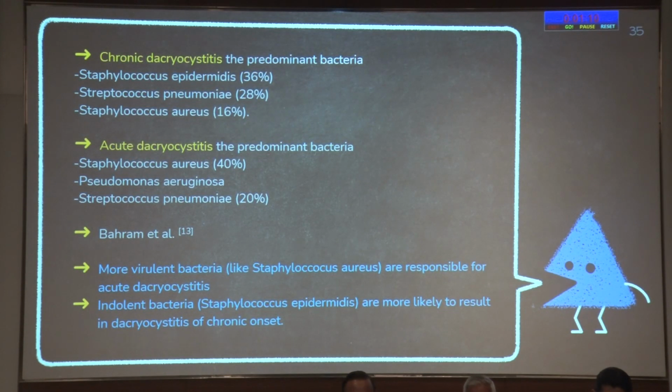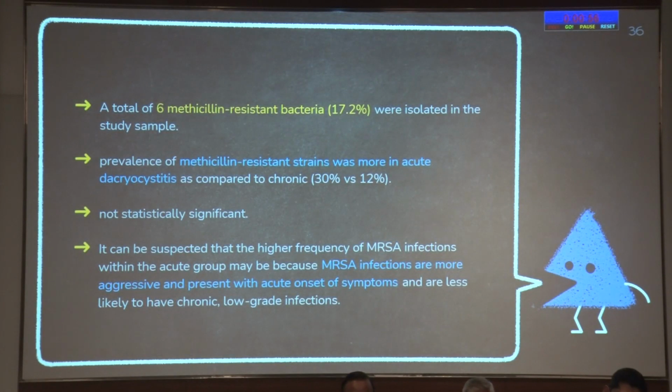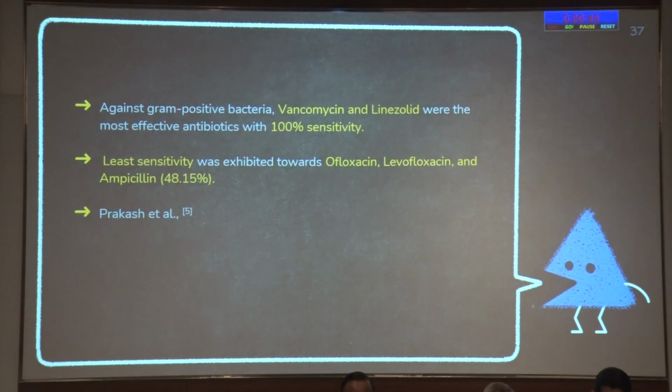So, as the pattern of the predominant bacteria was seen in chronic and acute, it can be concluded that more virulent bacteria like Staph aureus are responsible for acute cases, and indolent ones like Staph epidermidis are for chronic. For the methicillin-resistant cases, of the 6 patients, it was more seen in acute dacryocystitis, as it comes out to be more aggressive in presentation with acute onset of symptoms.